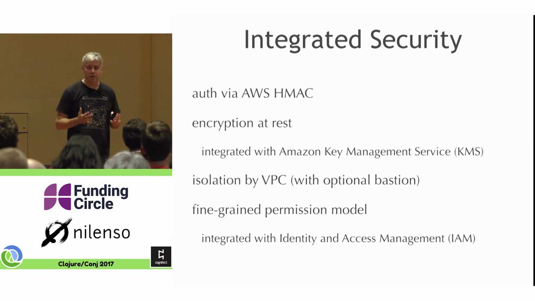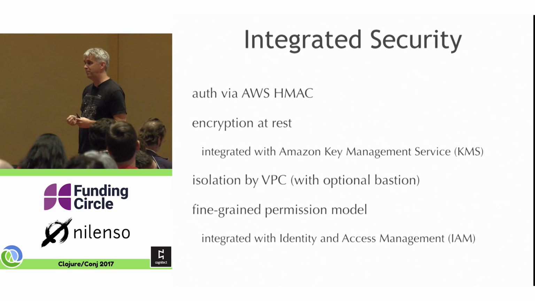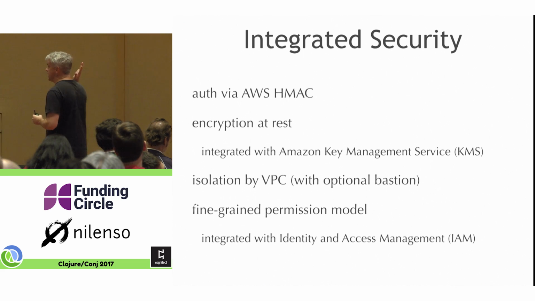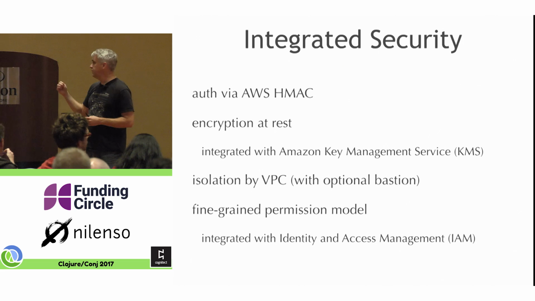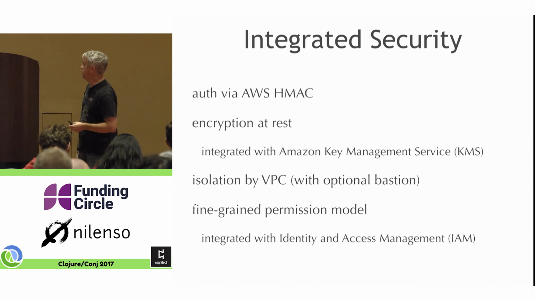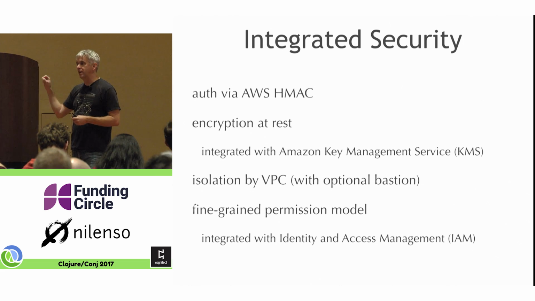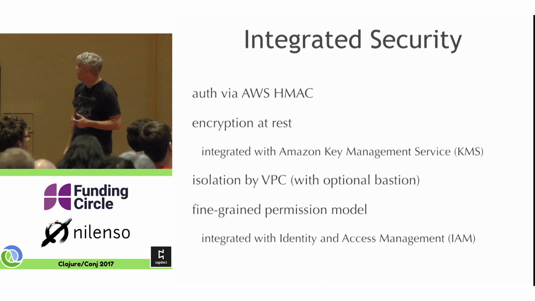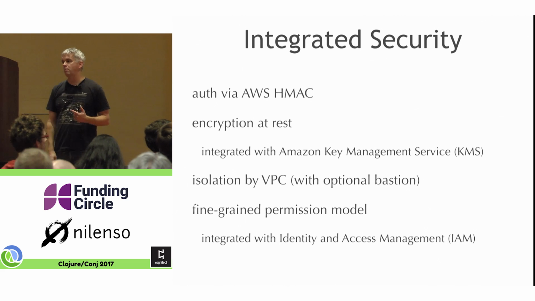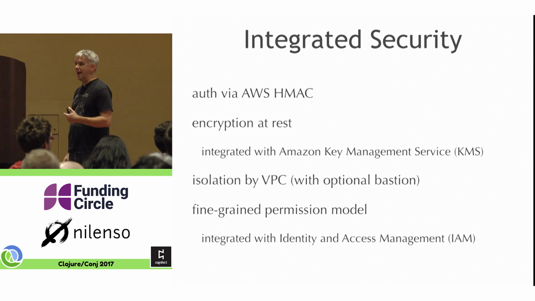The great thing about integration with AWS is choices are made for you. So all this is now just taken care of. You have encryption at rest. Everything is encrypted using keys that are managed by Amazon's key management service. The clients connect and they authenticate via the AWS HMAC algorithm. So if you trust communicating with S3 or Dynamo today, then you should trust this. It's the same algorithm that AWS uses. Everything is isolated by VPC, and there's a fine-grained permission model that is based on IAM.